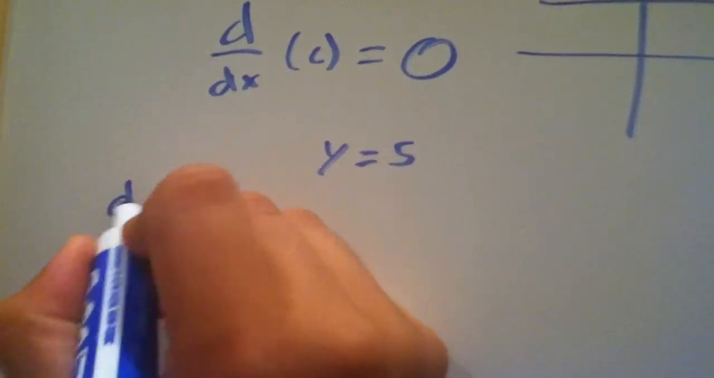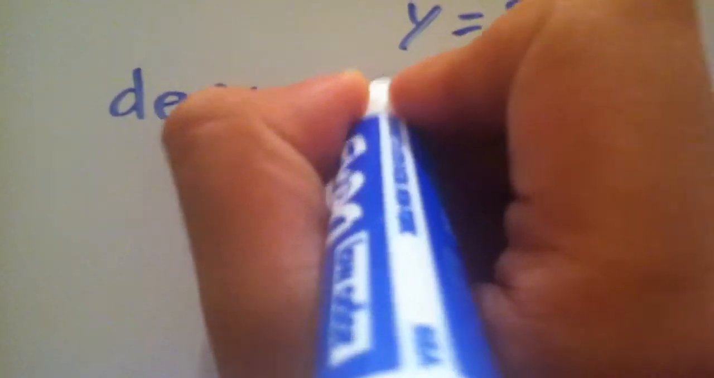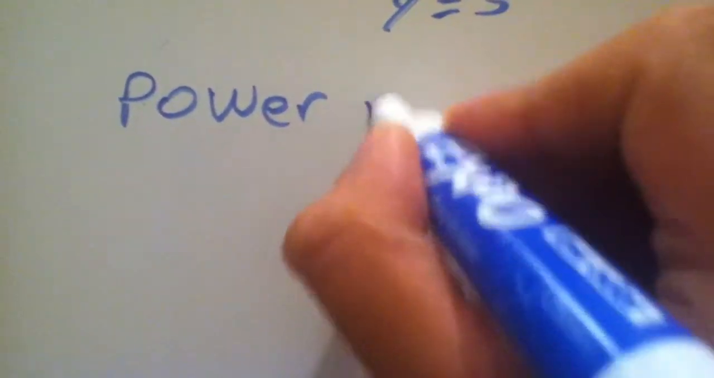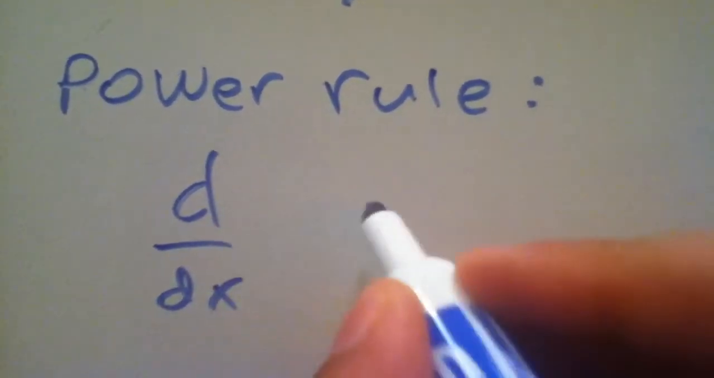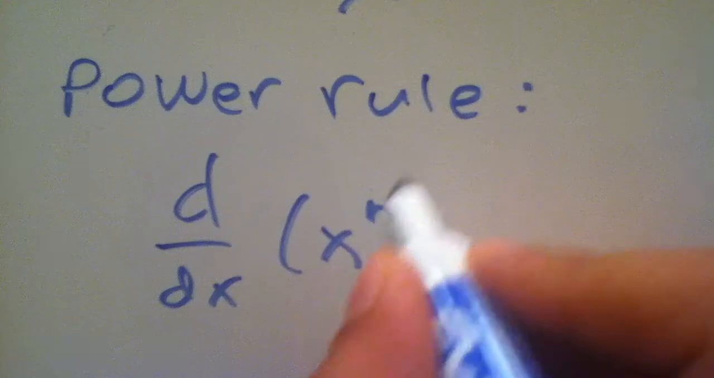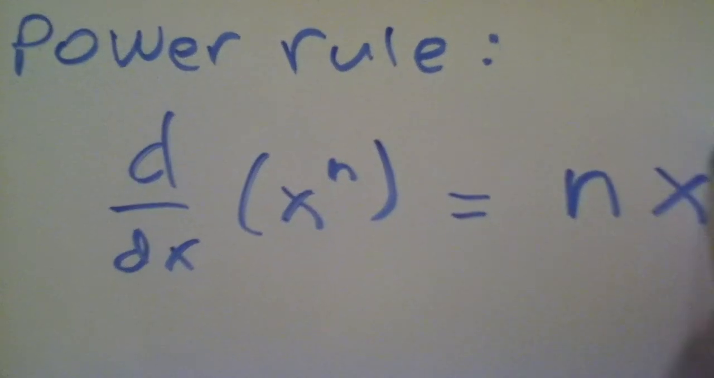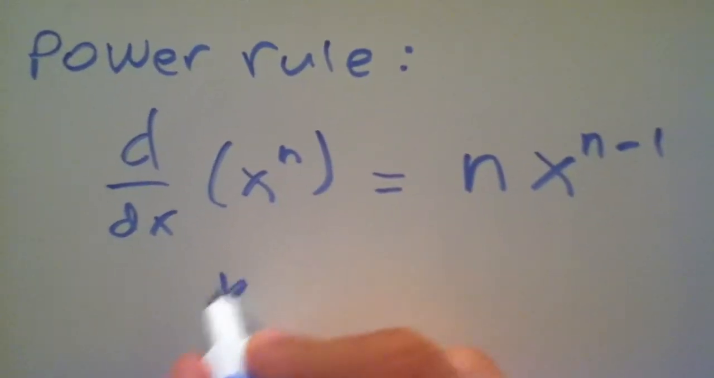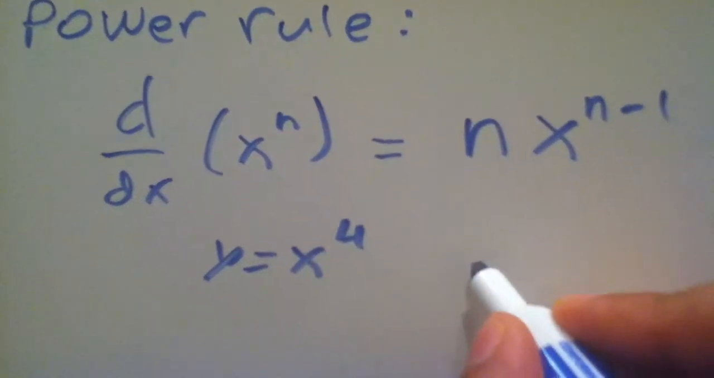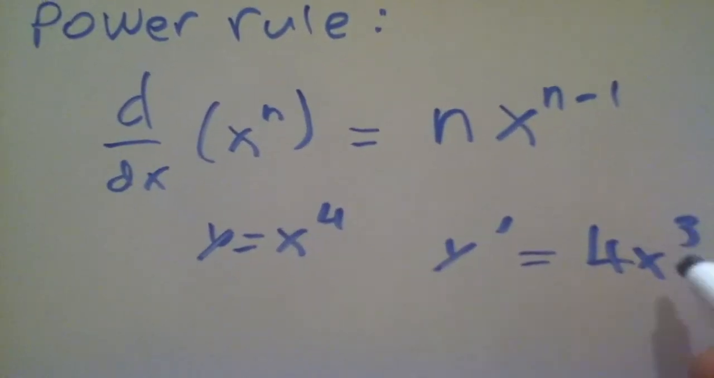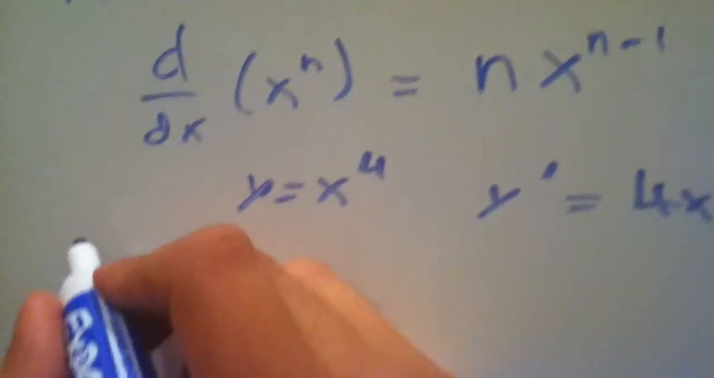Now let's do the power rule for derivatives. The power rule is, if you have the derivative of x to the nth power, the derivative will equal n x to the n minus 1. So if you have y equal to x to the fourth, the derivative y prime would be equal to 4x cubed.